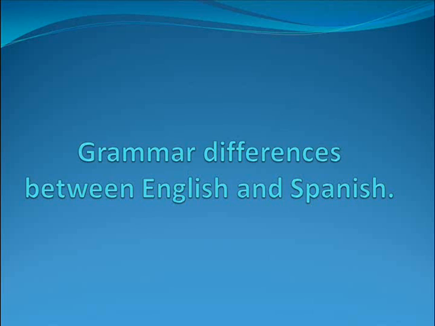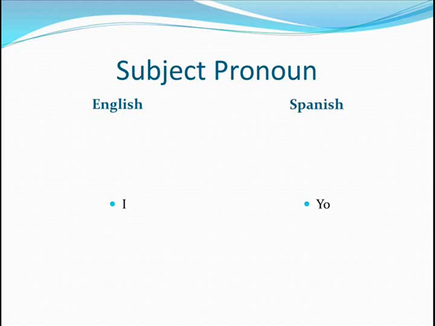Grammar differences between English and Spanish. The first difference is the subject pronoun. In English, the first pronoun is I. That is equivalent to yo in Spanish.